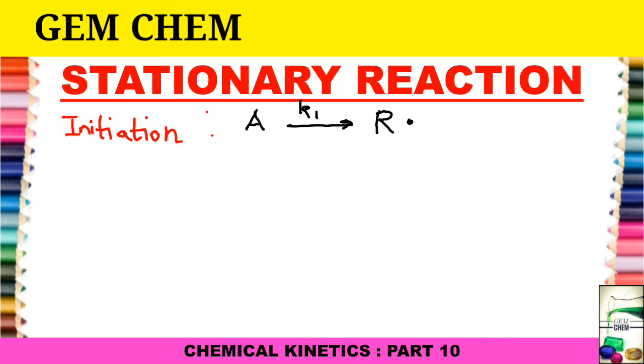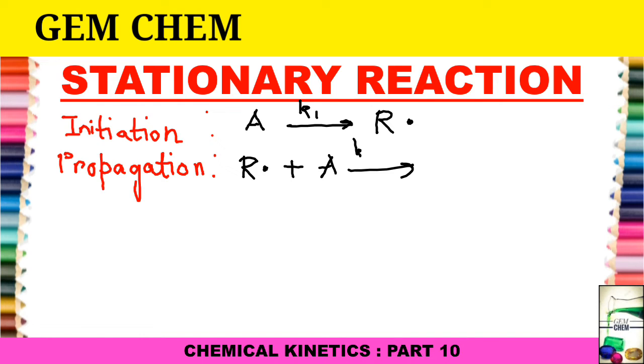The next step is propagation. In this, many reactions take place simultaneously. So this is the next step, which is propagation. In this case, what happens? We have R dot. It can further react with A in the presence of a rate constant K2 and produce P plus alpha R dot. Now what is alpha? It is the number of R dot formed, and we know for a stationary reaction it is 1, right? So the last step is known as termination, where the reaction can stop.